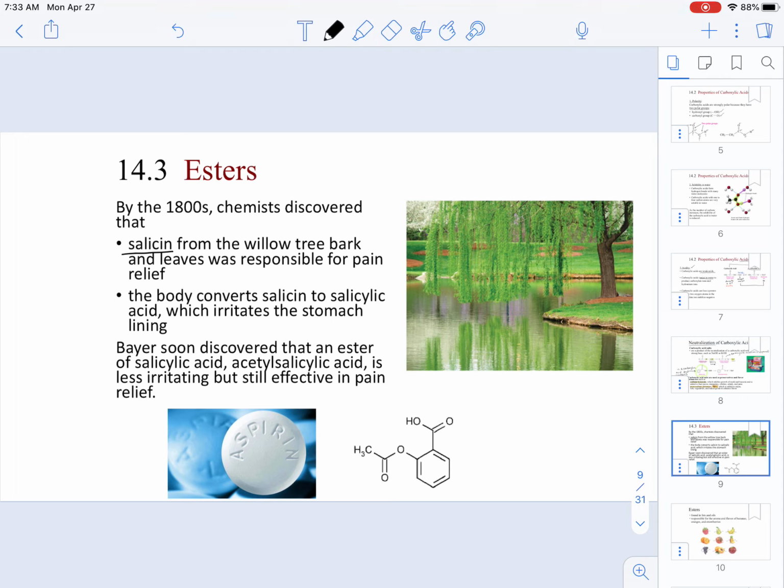And this compound, even though it was being used for pain reliever because it irritated the stomach, it was a problem. So the company Bayer soon discovered that an ester form of this salicylic acid, which is called acetyl salicylic acid, was less irritating to the stomach. And because of that, that's how aspirin, which is the structure you can see in the bottom of the slide, was discovered, made, and manufactured.